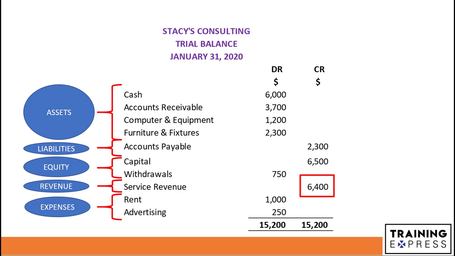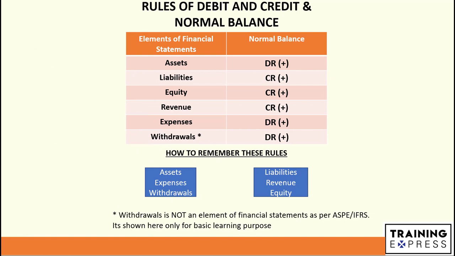Now at the bottom you will see, when we total both columns, the debit side must always be equal to the credit side. If it is not in balance, it means something is wrong, which needs to be fixed. Now this is the time to learn another easy concept of normal balance.